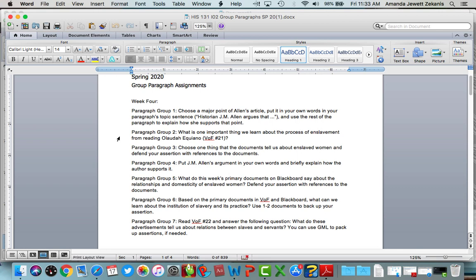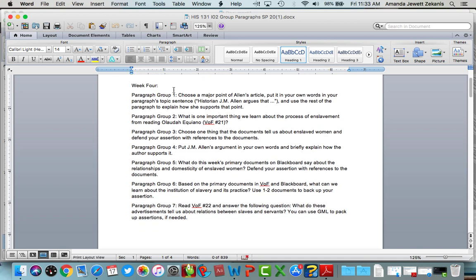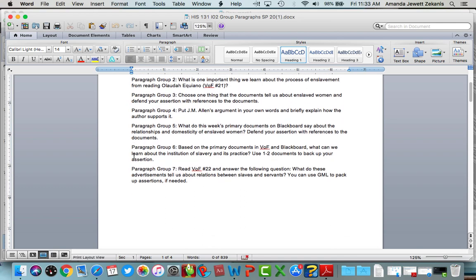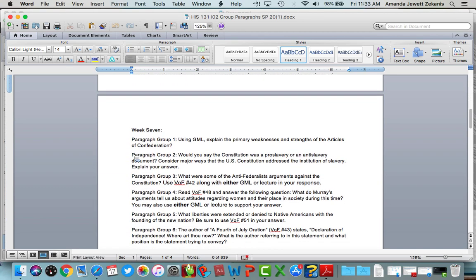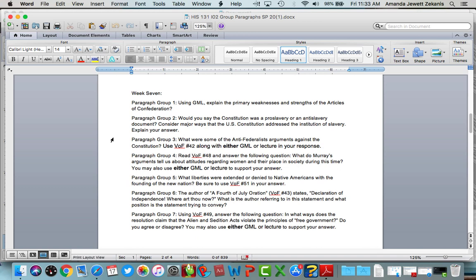So it is hopefully not going to be super challenging, especially because it is a group assignment. And then that's week four. So week four is listed here. All the weeks are in here. I just did page breaks between them to make it a little bit more organized.